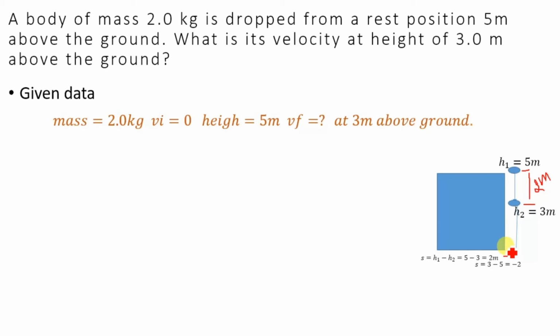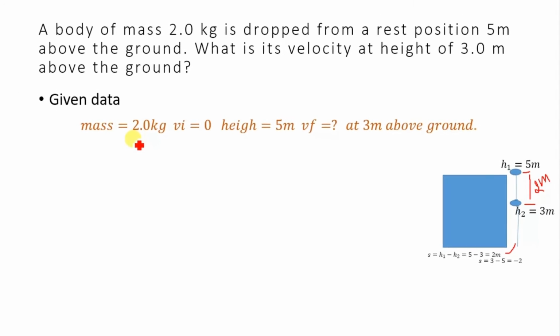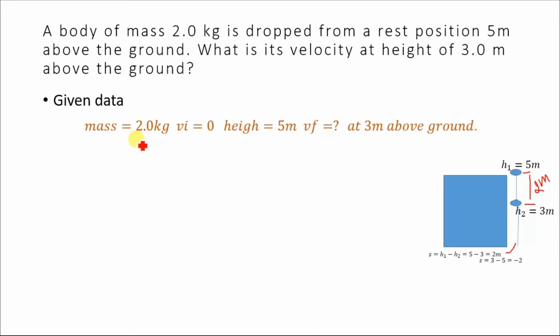Now the mass is given. Actually we do not need mass during the free fall. The velocity and acceleration are independent of the mass of the body. So we need the initial position, which is 5 meters, and we have calculated the distance it will travel during this journey is 2 meters. When it travels 2 meters, then we will calculate its velocity.